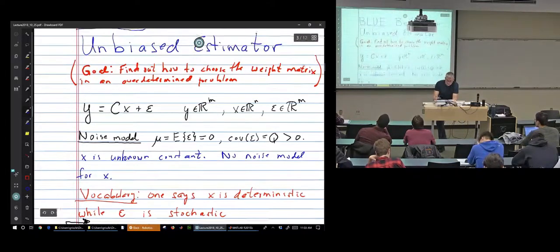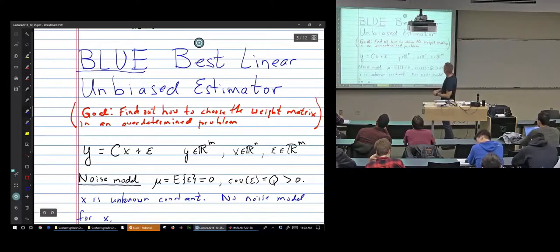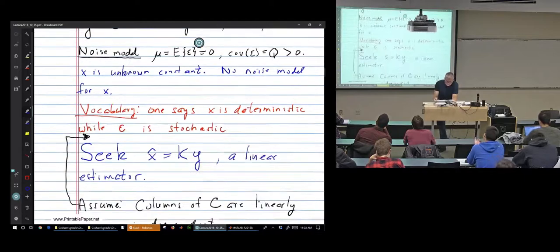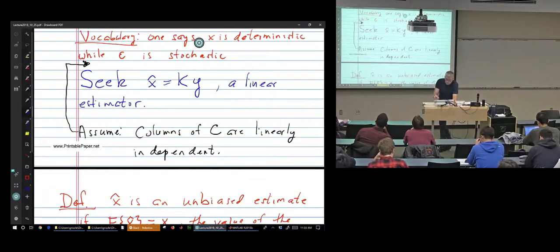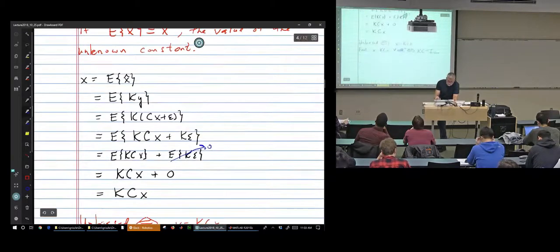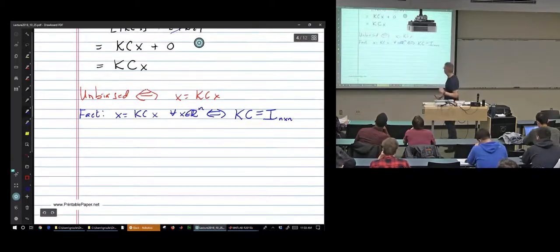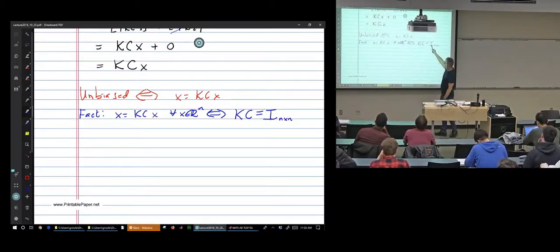Okay, let me go back and we'll keep building it up. BLUE, best linear unbiased estimator. So linear, that's X hat equals KY. Unbiased, that's KC equals identity. So what is best now? That's what we're heading towards. So now we're going to do best.